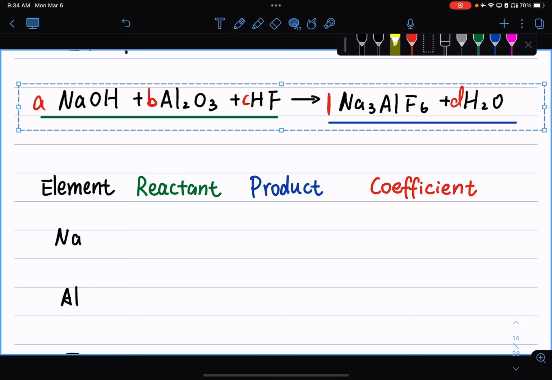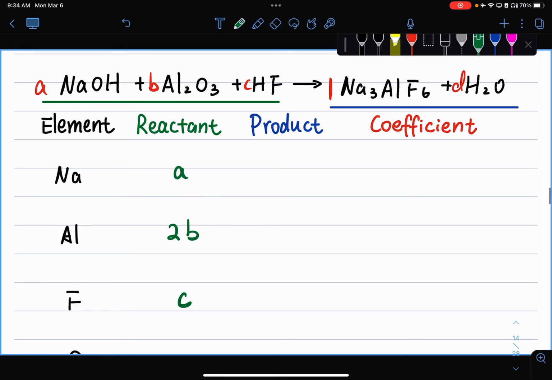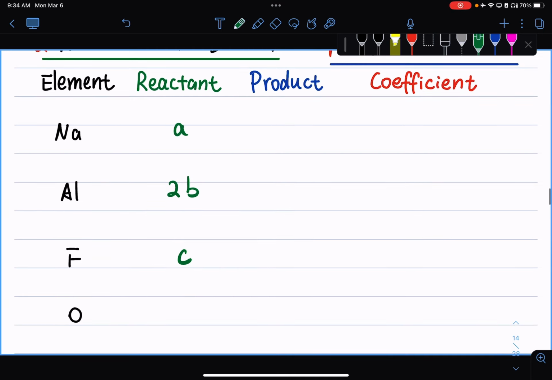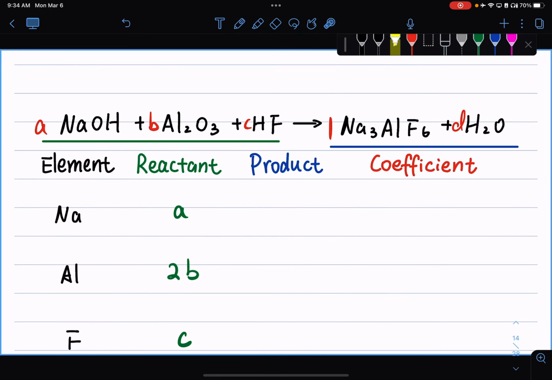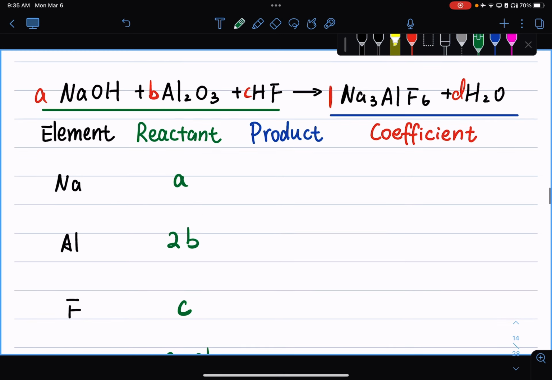And likewise, we're just solving how many atoms are there in my reactants and products. So in the reactant, we have A, sodium. We have 2B, aluminum. We have C, fluorine. Oxygen, that's A plus 3B. Hydrogen, that's A plus C. All right, so what we're doing here is just counting the number of atoms in my reactant. And then we can do the same, counting the atoms in my product.